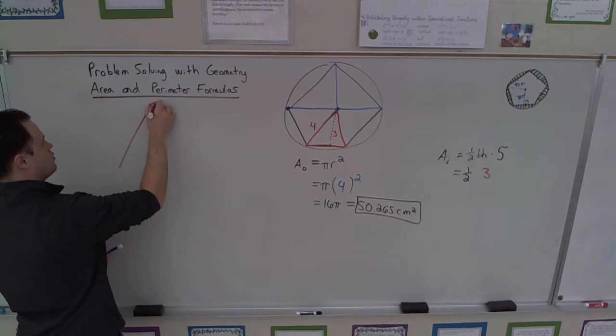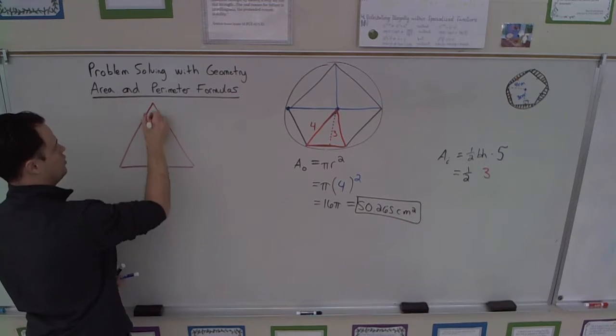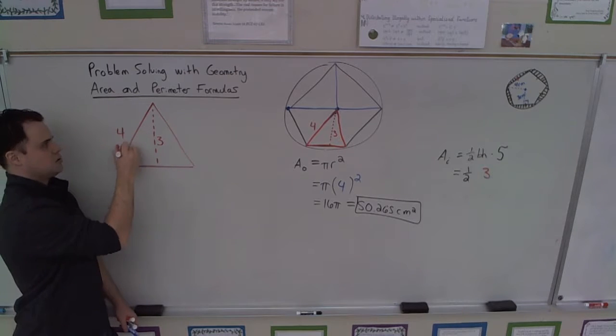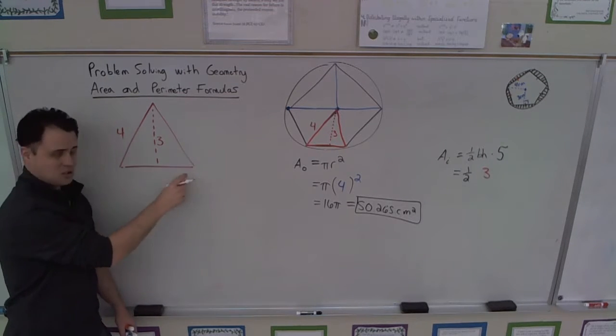Here it goes. Try to draw it a little nicer. It's the same triangle, right? There's 3, and this is 4. I need this, do I not?